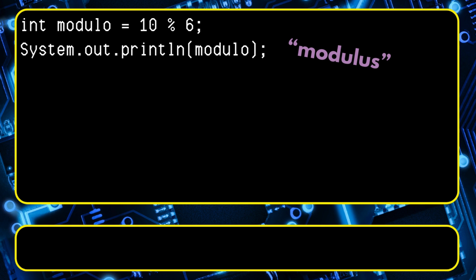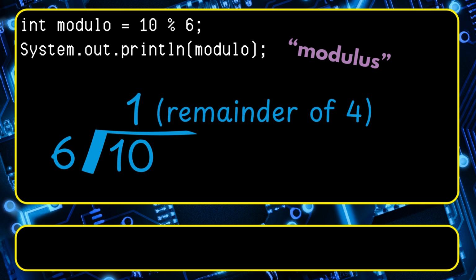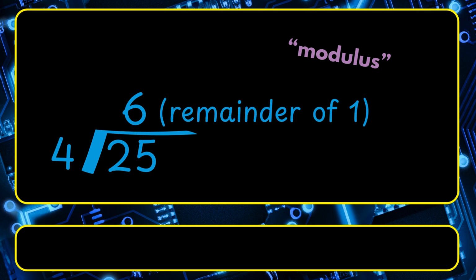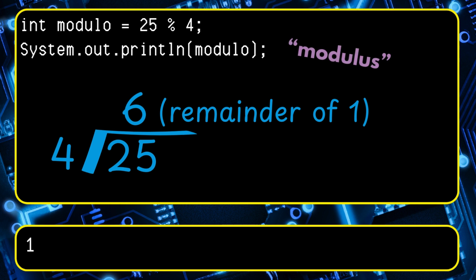Modulus finds the remainder after an integer division operation. This goes back to when you learned long division as a kid. When you divide 10 by 6, you get 1 with a remainder of 4. So 10 modulo 6 returns that remainder of 4. When you divide 25 by 4, you get 6 with a remainder of 1. So the division operator would return 6, and the modulus operator would return 1.